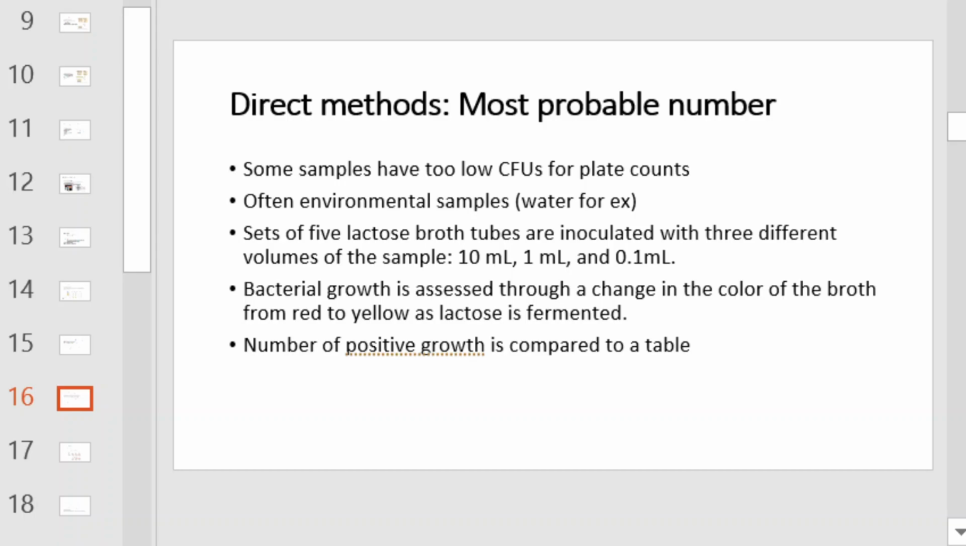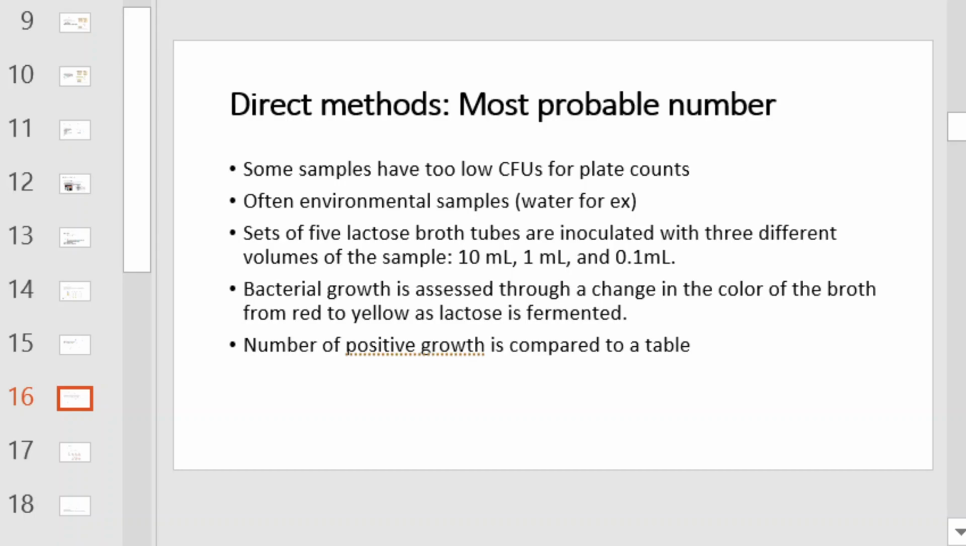Next is the most probable number. In this direct method of quantifying organisms, some samples have too few CFUs for plate counts, or the environmental samples have water in them that would prevent a direct plate count.